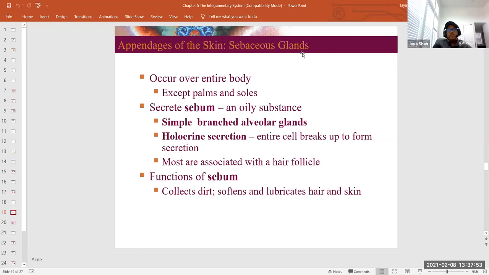Another appendage is the sebaceous gland. It occurs on the entire body, except palms and soles. So palms and soles do not have sebaceous glands. If you divide the glands, do you remember epithelial tissue? At the end, we did all the epithelial tissues and their glands and their types, subtypes. So the sebaceous gland is a simple branched alveolar gland, and it produces secretion by holocrine secretion. That means the cells make sebum and then burst, and all the sebum comes outside through the wall of the hair. Most are associated with a hair follicle. The function of sebum is to collect dirt and substances, and lubricate hair and skin.